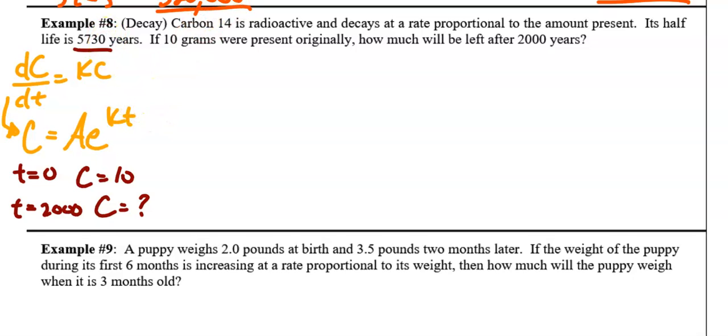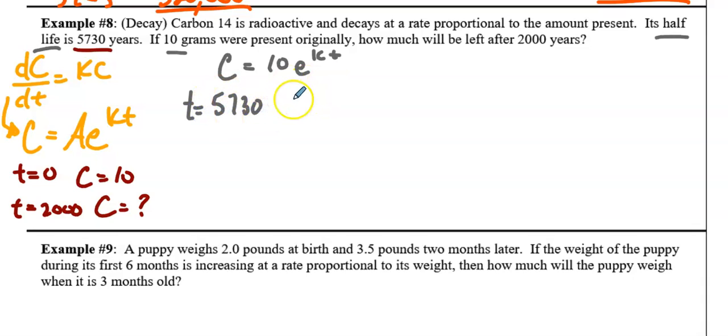But the first thing that we can do here in this problem is immediately say that C is equal to 10 e to the kt, right? Because this is the initial, and this is what we just talked about in example number 7. This is our initial value. So what we can now do is that if the half-life is this, then we can now add to our list here that when time is equal to 5,730, the number of carbon is going to be equal to 5, right?